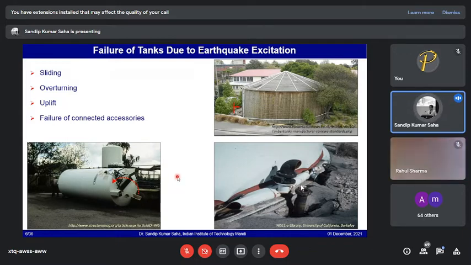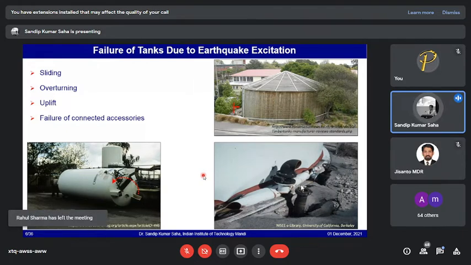And definitely another possibility is that the tank might be as good as new after the earthquake, but the failure of the connections, like the pipes that are connected to the tank, or maybe some other equipment, monitoring equipment attached to the tank, may get damaged during an earthquake. So overall, the earthquake resistant design of tanks should take care of all those aspects which are necessary for the functional continuity of liquid storage tanks.